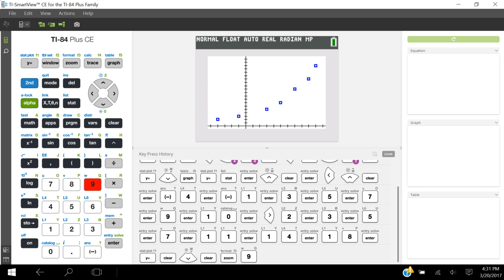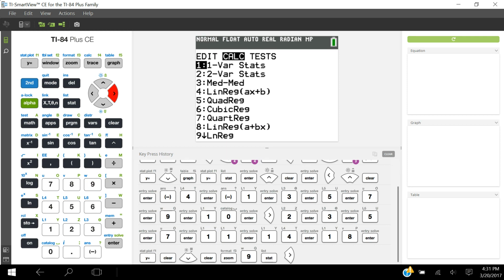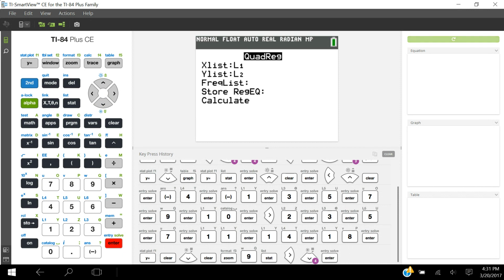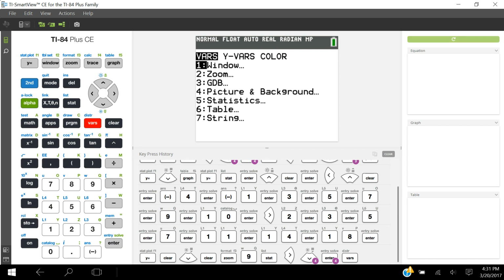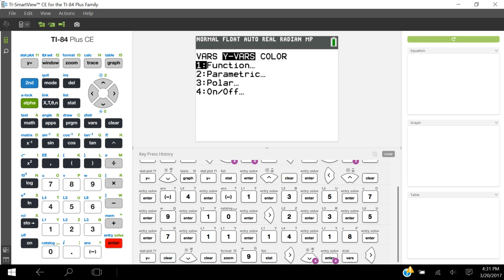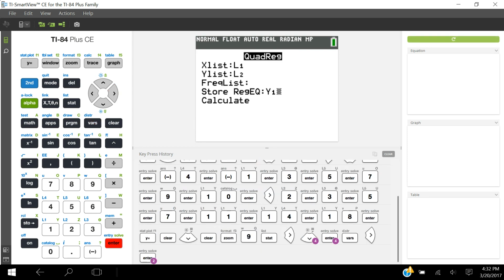All my data points that I put in are right there. Ooh, I'm thinking it's a parabola, a quadratic, and not a line. So I'm going to go ahead and circle quadratic because I'm pretty sure that's what it is. So let's go stat, calc, number 5, enter. I'm going to go down to store, vars, y vars, enter, enter, calculate.